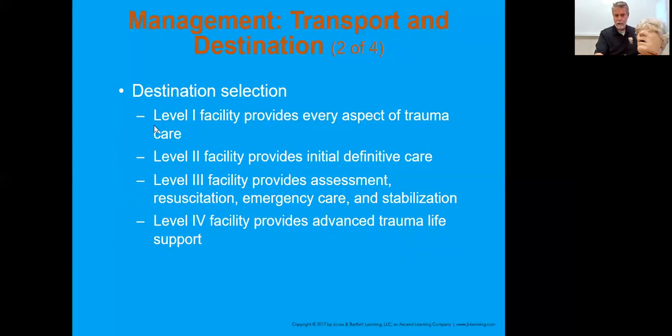Your selection, this gives you an example of the level 1 through 4. A level 4 facility, ATLS, is advanced trauma life support. But look at the difference in a 4 and a 1, right? This one has every aspect of trauma care. They've got a surgeon that's on call or on duty there. Again, that's why we want to get them there. That's definitive care at its finest.